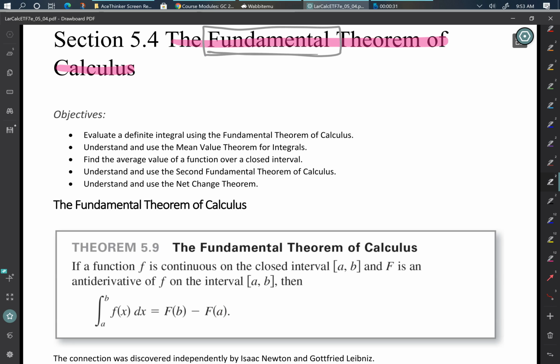Right? And in this section, we have several objectives we're going to take a look at. We are going to use the definite integral with the fundamental theorem of calculus. We're going to take a look at something called the mean value theorem. We're going to take a look at average values. We're going to take a look at the second, not the first, but the second fundamental theorem of calculus. And then we're going to take a look at something called the net change theorem.